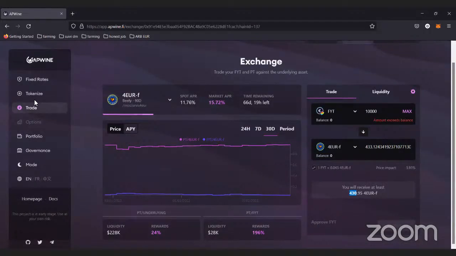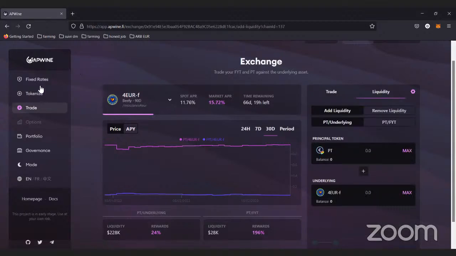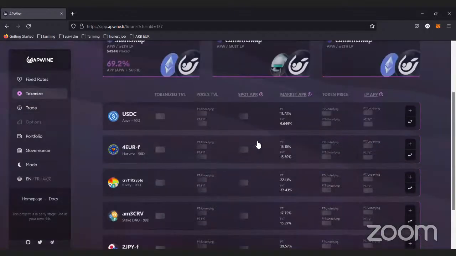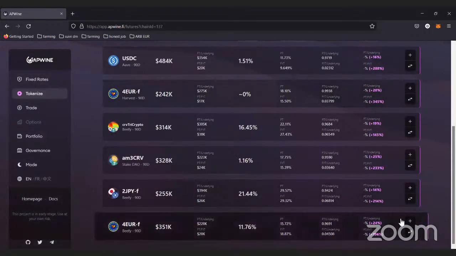So let's make a small simulation just so you can understand the full strategy. So first thing first, you buy €, or whatever euro. You go on Curve, you deposit it. Then you go on Bifi. Remember that on Bifi, you deposit 50% of the Curve token in Bifi, and 50% you keep on Curve, but you don't stake them. Then you go to tokenize. This is the first thing. You go to the last €4, you click on plus.